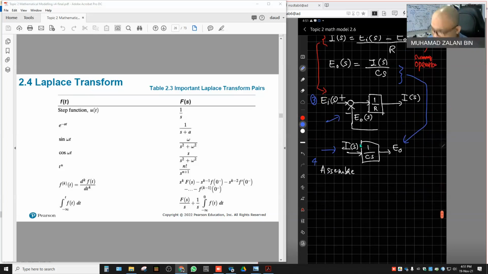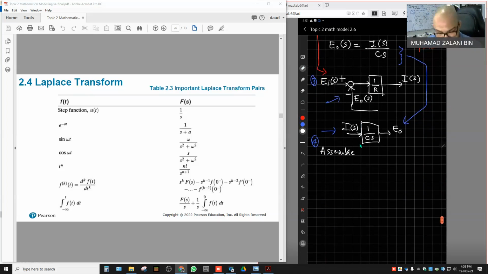So the fourth procedure is we want to assemble all the individual block diagram representations into one control system block, let's say a final control system block. All right.